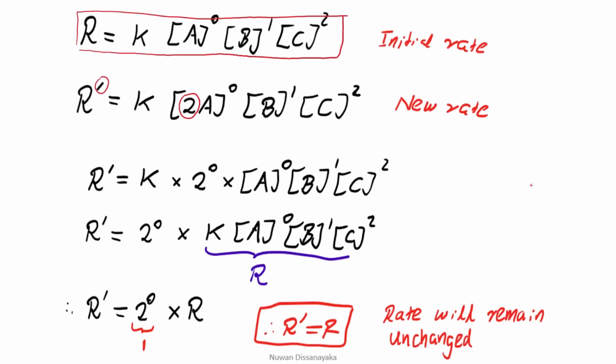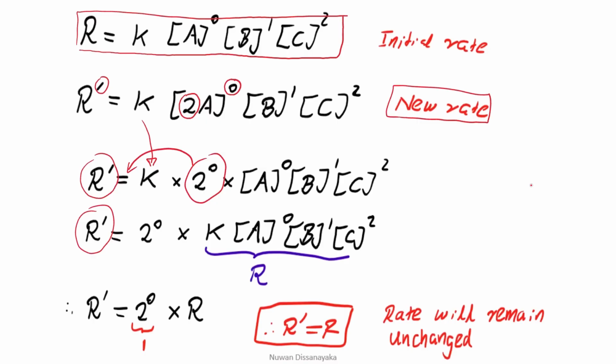Right, that's my new equation for the new rate. Now let's write R dash; the rate constant is still there. I will take this 2 out, so whatever is inside this bracket will get this power also. Therefore I will get 2 to the power 0 out like this. So this is the equation. I want to take this 2 to the power 0 even further to the front. So the new rate R dash equals 2 to the power 0 times the rate constant times A to the power 0, B to the power 1 and C to the power 2.